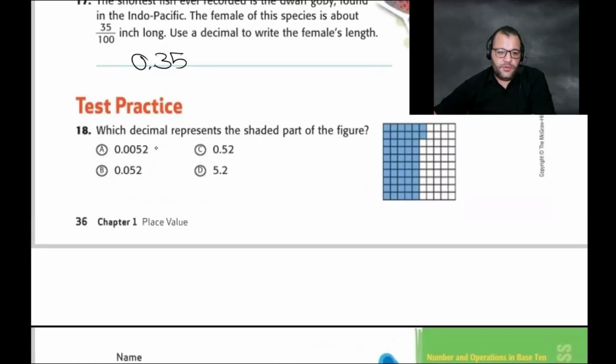Which decimal represents the shaded part in the figure? We have a figure here, so we need to check which decimal. Answer A or B or C or D. Sorry? There is no 62. In the choices, there is no 62.